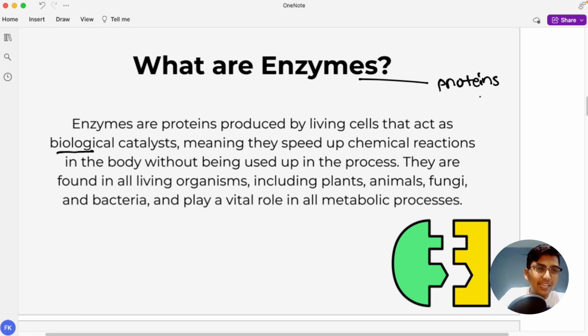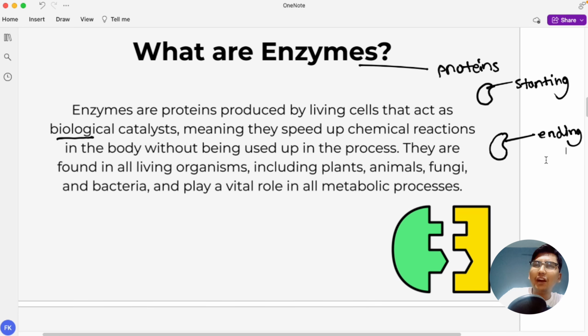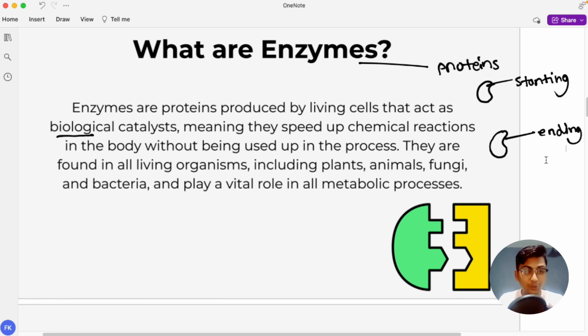What does this line actually mean? For example, an enzyme that looks like this before the start of the reaction will still remain the same at the end of the reaction, right? So there is no change in its shape or structure. They are found in all living organisms, including humans.